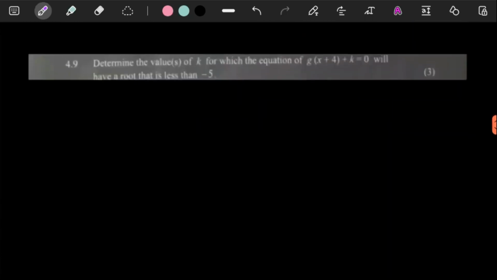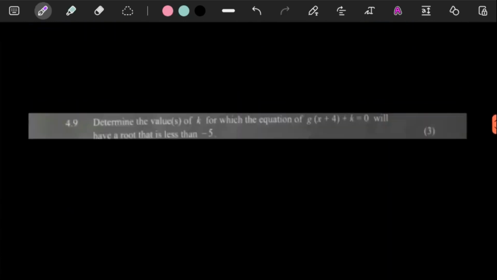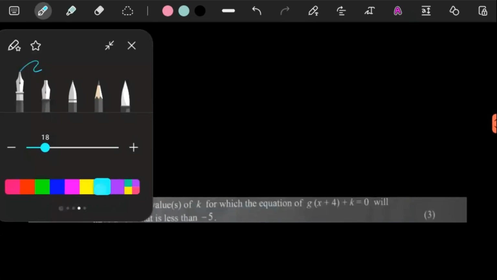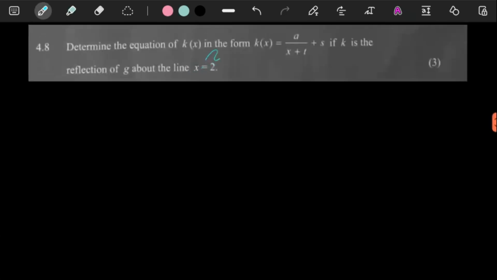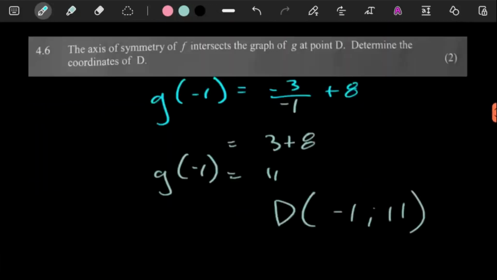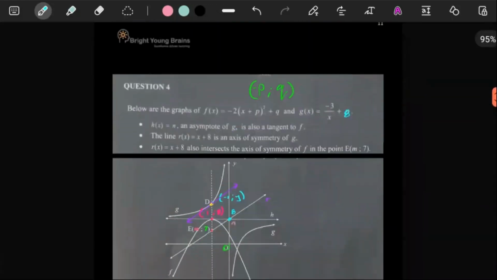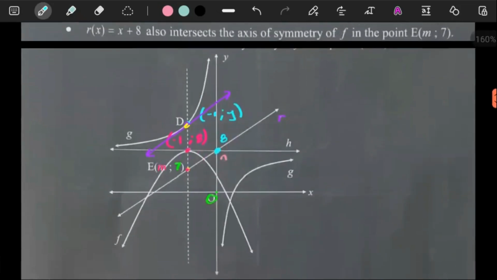The next question, which is the second last question for question number 4, what is it asking us there? It says determine the equation of k of x. k of x is this equation, it's a hyperbola, if k is the reflection of g about the line x is equal to 2. Wow. Okay. Where is g? g is our hyperbola. The line x is equal to 2 would be a line somewhere here.